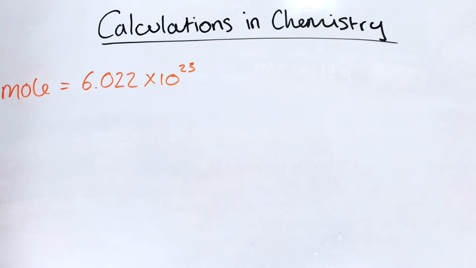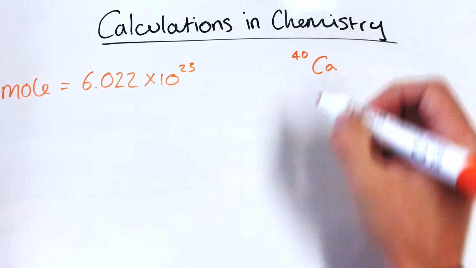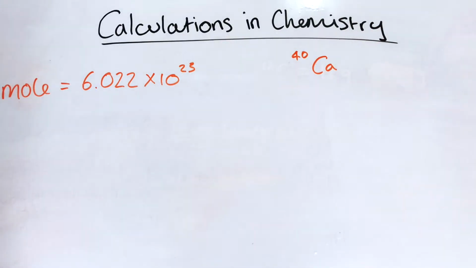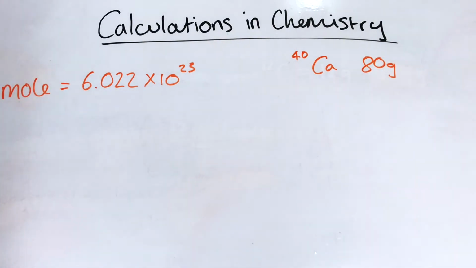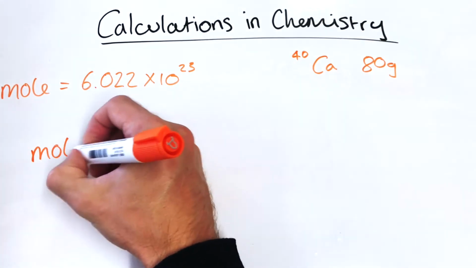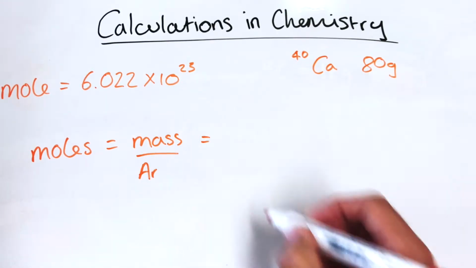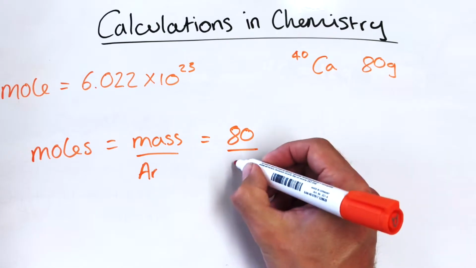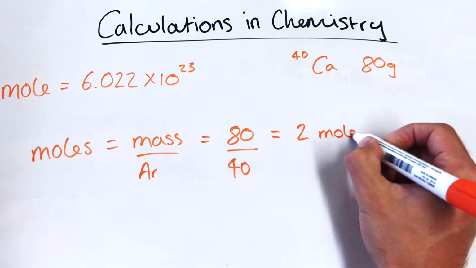So what you're going to be expected to do is calculations for moles when you have either more or fewer grams of that substance compared to its number of moles. Let's look at some examples. If we look at calcium, and we use the relative atomic mass from the periodic table, the relative atomic mass of a calcium atom is 40. If we've got 80 grams of calcium, how many moles of calcium do we have? Moles is equal to mass divided by relative atomic mass. So we've got 80 grams divided by its relative atomic mass, which is 40. So here we have 2 moles of calcium.